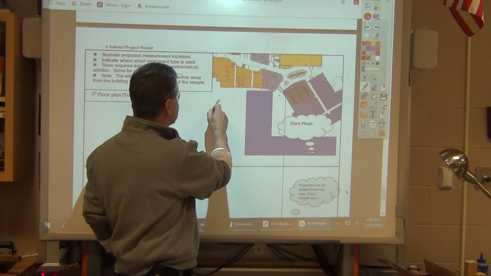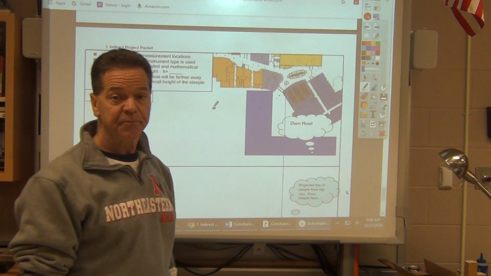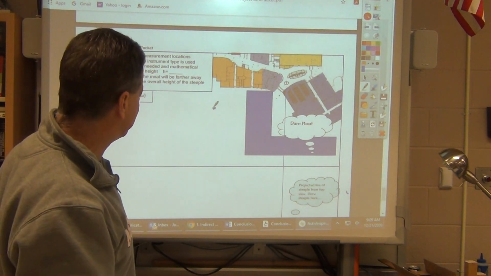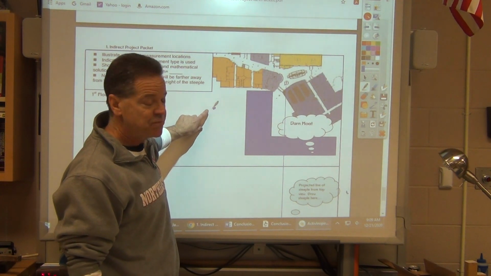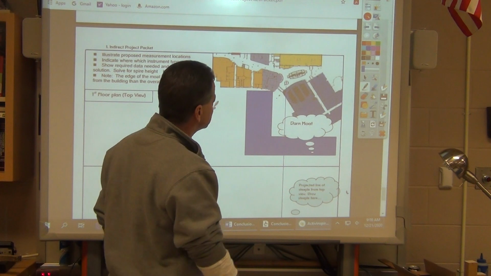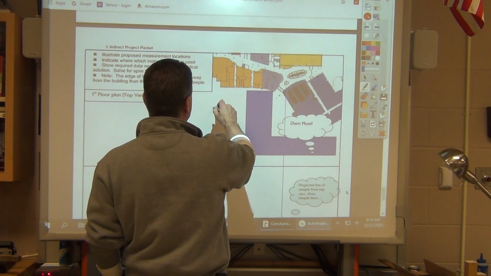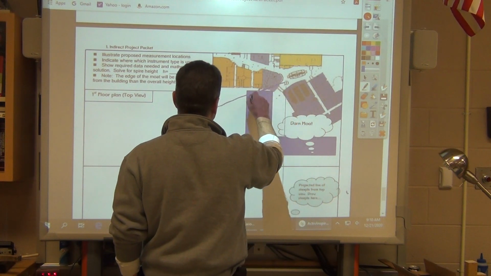Right about here is the place that you would be measuring from, and that I did when I did my measurement and videotaped it and everything. I was about right there. And what I want to see then is a line showing me your line of sight to the steeple, right, like that.